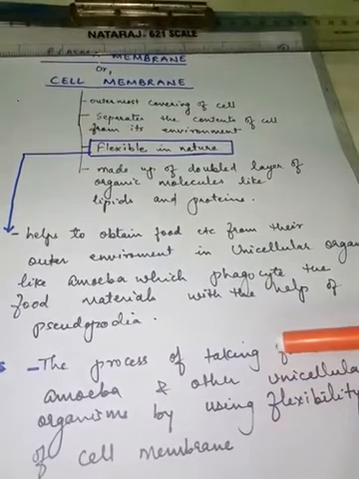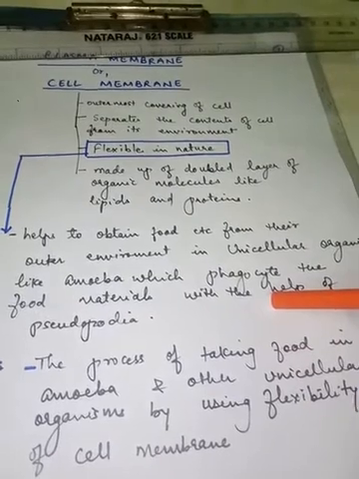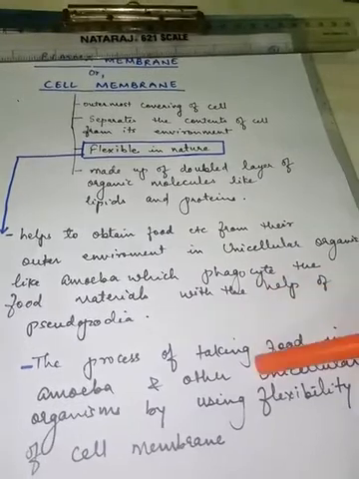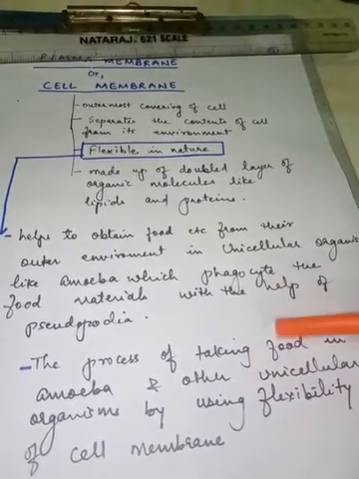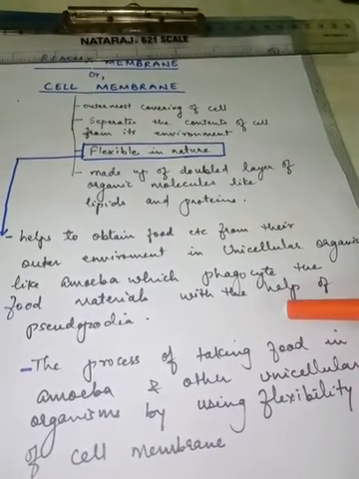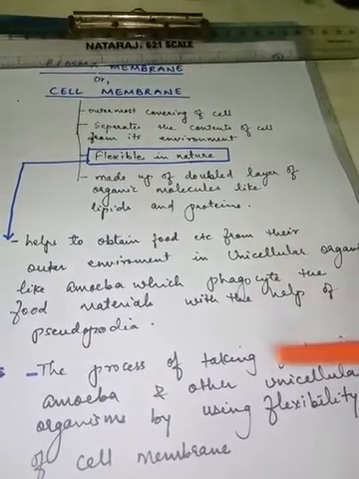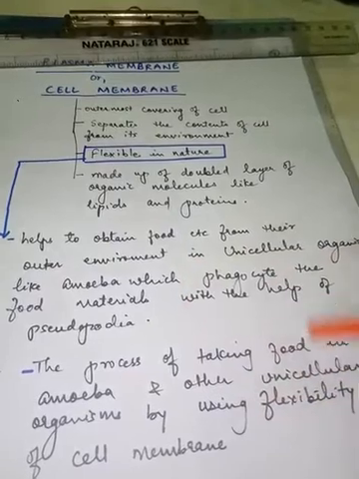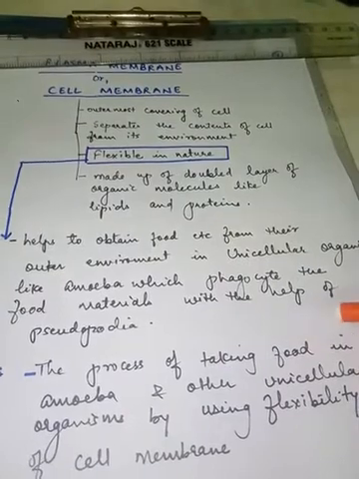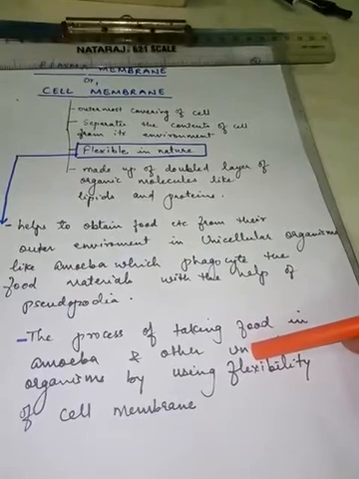You have read about the nutrition in case of amoeba in previous classes also, and if you can remember, there is a special structure called pseudopodia which helps amoeba to take its food from outer environment. And pseudopodia is nothing but the cytoplasmic extension, and the flexibility of the cell membrane only makes it possible for amoeba and in some other unicellular organism also, to get their food from the outer environment.